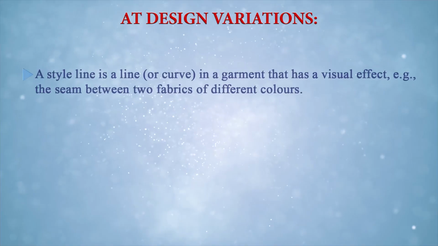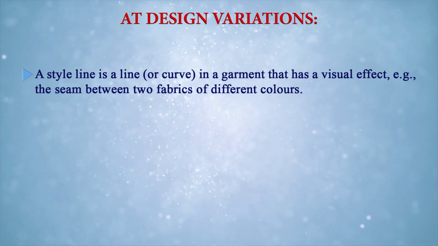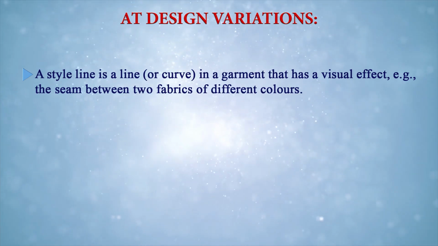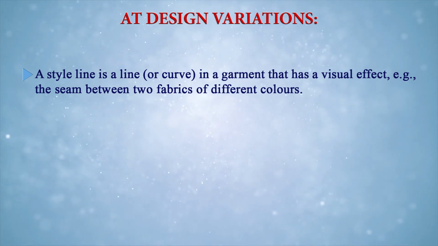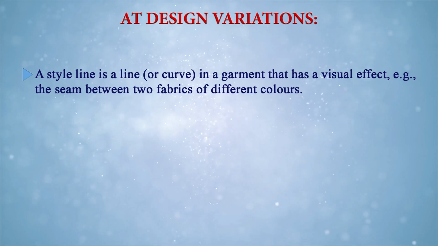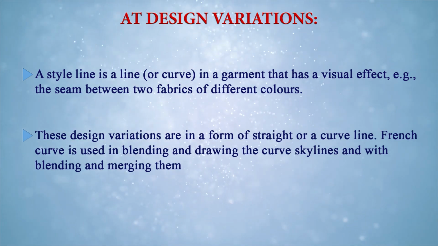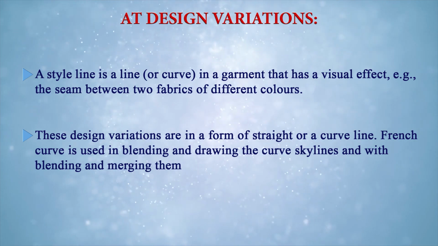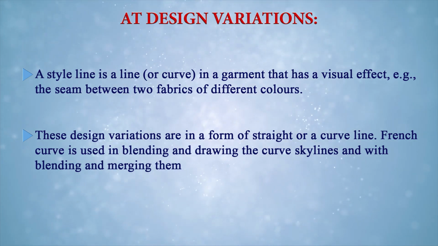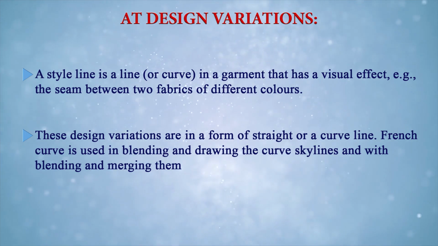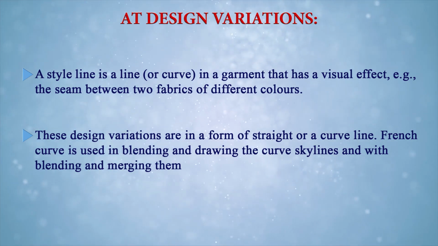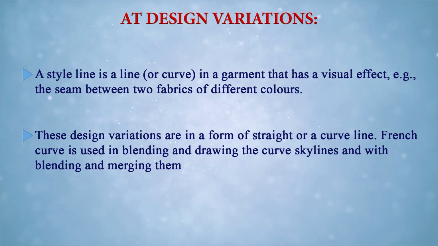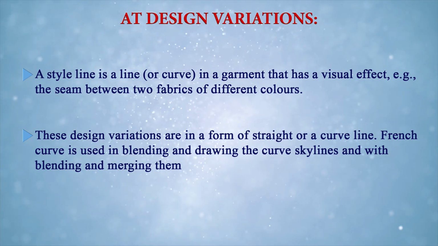Apart from this, we can also use it for design variation on the pattern. Like a straight line or a curve in the garment that has visual effects, like a seam between two fabrics of different colors, we can use for design variation. These design variations are in the form of straight or curve lines. The French curve is used in blending and drawing curves, like skylines, with the blending or merging of the colors. So this is how we can do design variation.